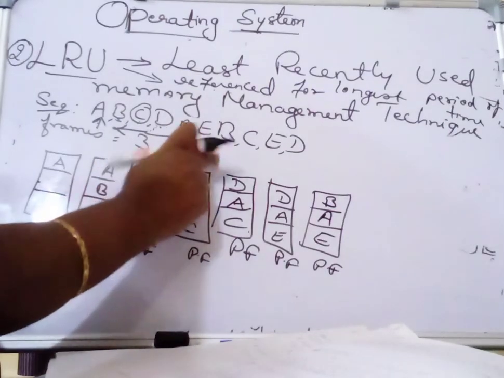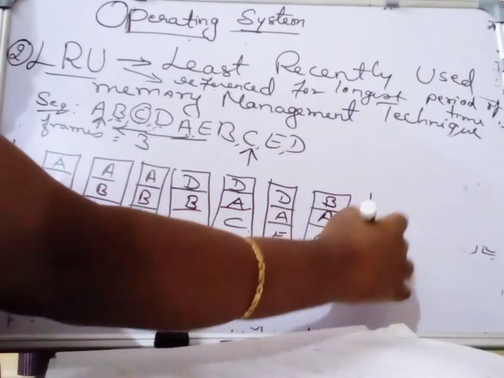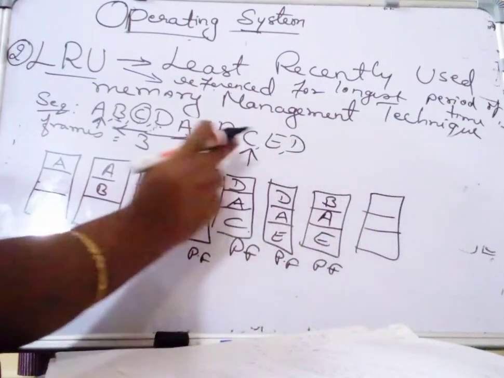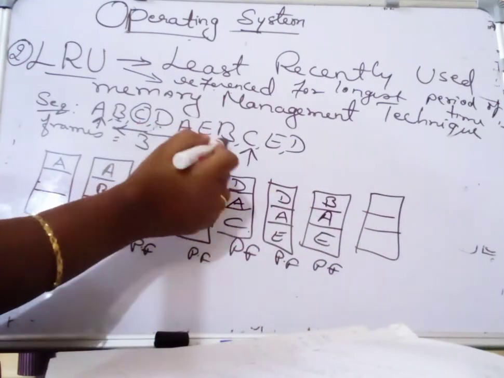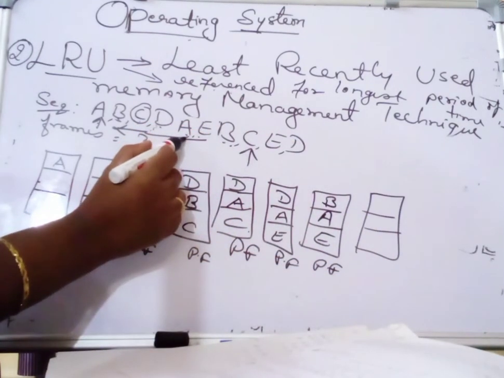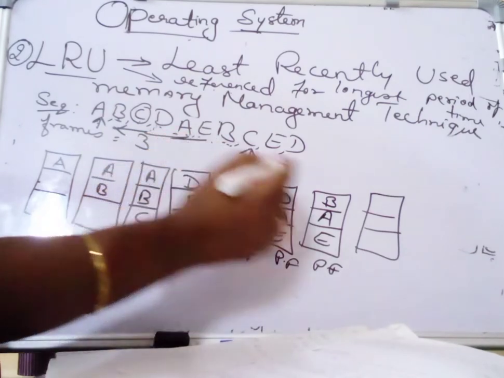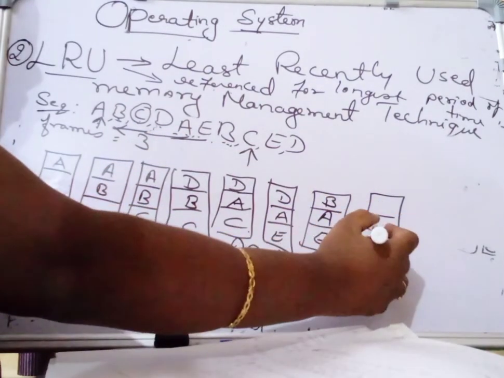Next what I should bring? I have to bring C now. Again which page I have to replace? B is just now referenced, E is referenced just before B, time taken to refer A. This is the oldest page among all these three. So replace that with C.